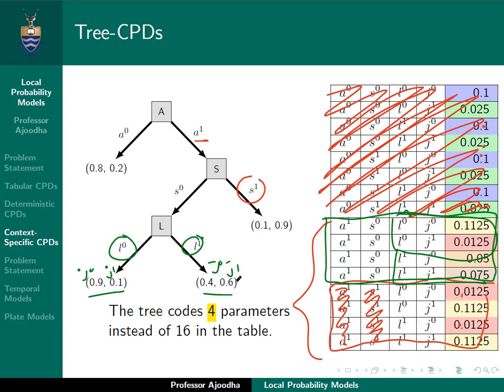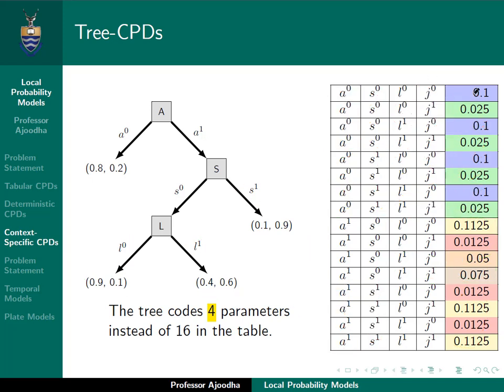Okay, simple enough. So we see that what cost us 16, if I count these up, 1, 2, 3, 4, 5, 6, all the way, you end up with 16 parameters in this table, can now be replaced with only 4 independent parameters. We can just store the 0.8, the 0.1, the 0.4, and the 0.9, and we're done.